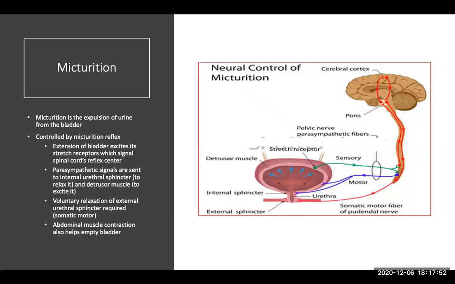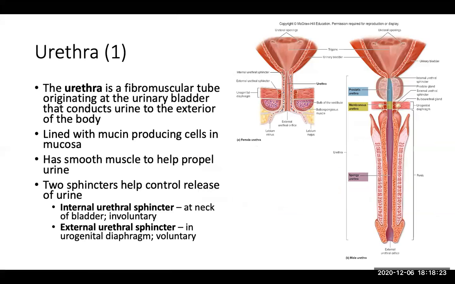Micturition is the process of expulsion of urine from the bladder. It's controlled by what we call the micturition reflex. Stretching of the bladder will excite its stretch receptors, which signal the spinal cord's reflex center. Parasympathetic signals are sent to the internal urethral sphincter to relax it, and to the detrusor muscle to excite it, but voluntary relaxation of the external urethral sphincter is required to actually expel the urine, and abdominal muscle contraction also helps to empty the bladder.